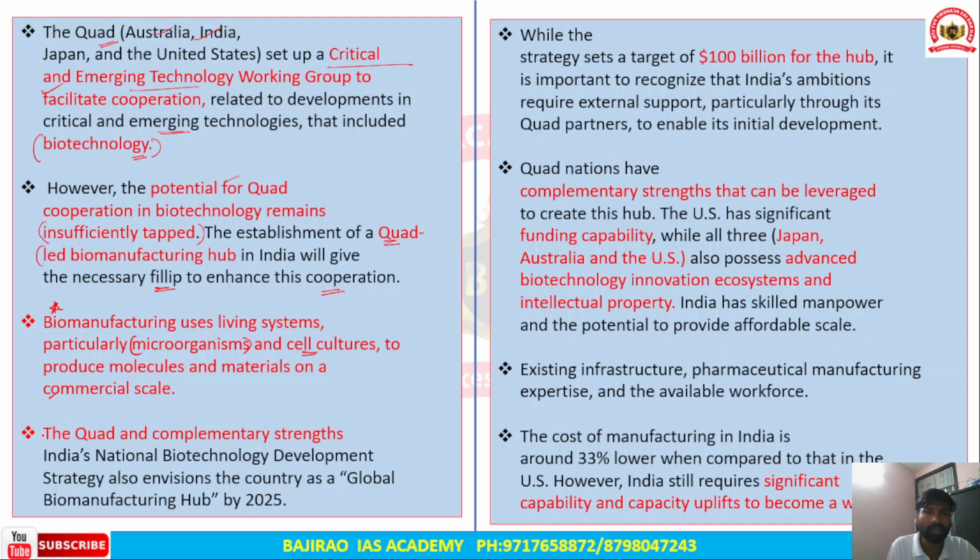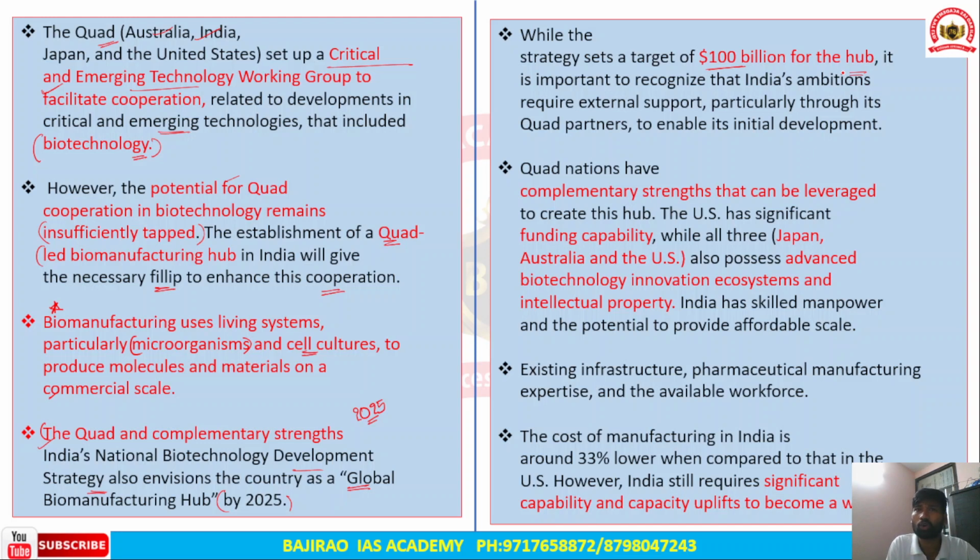Now, the Quad and complementary strengths. What strengths do the Quad countries have, and how can they complement each other's strengths? For example, India has formulated the National Biotechnology Development Strategy, which envisions India as a global manufacturing hub by the year 2025. However, the strategy also sets a target of 100 billion for the hub.